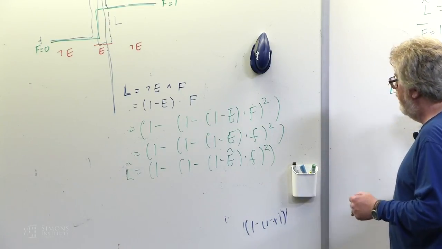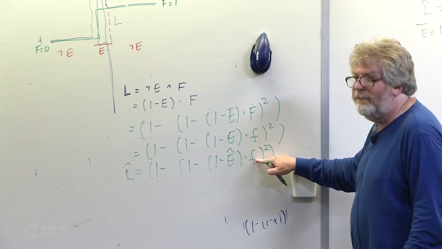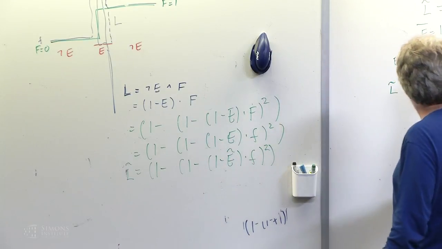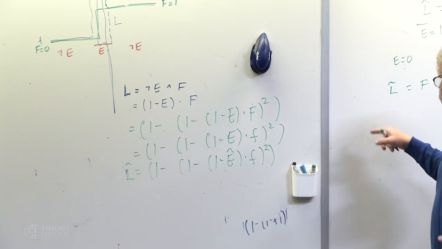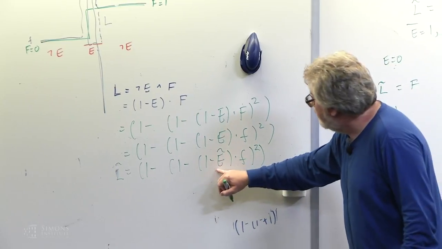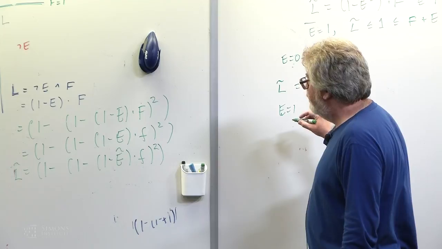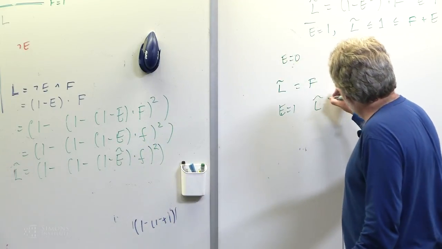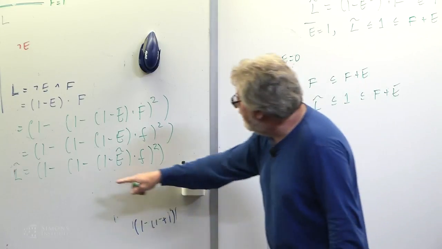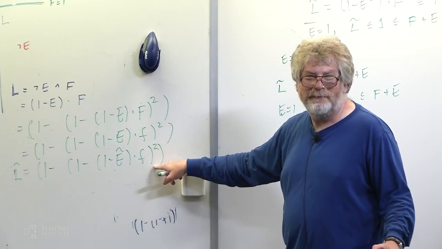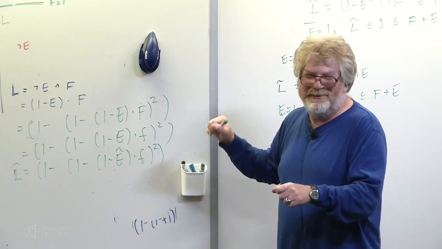So L tilde is, if E equals 0, little f equals capital F, and this is L tilde, E is just F. It's the negation of the negation of little f, which is the negation of capital F. If E equals 1, then this disappears. Oh, sorry. If E equals 1, then L tilde is less than or equal to 1, which is less than or equal to F plus E. So why is it less than or equal to 1? Because I now have it of the form 1 minus something squared, instead of the product of two things like that. And so there can't be anything wrong. If you just subtract a square from 1, you never get more than 1.